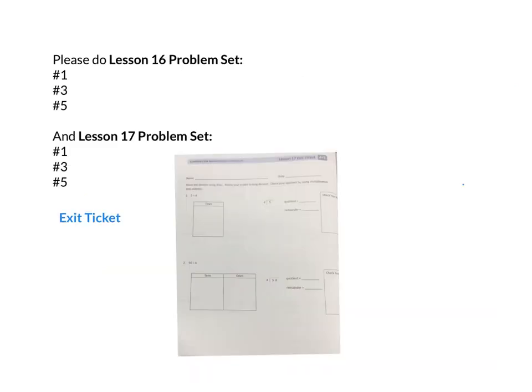Today, because we're covering two lessons, 16 and 17, these are the problems I would like you to do in each of the problem sets. Then you'll do your exit ticket, and you have 2 lessons of Zearn today. So please make sure you use your time wisely and complete whatever you can't get done in your class at home. Okay? Thank you.